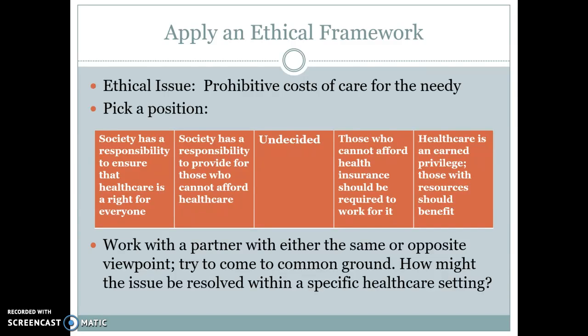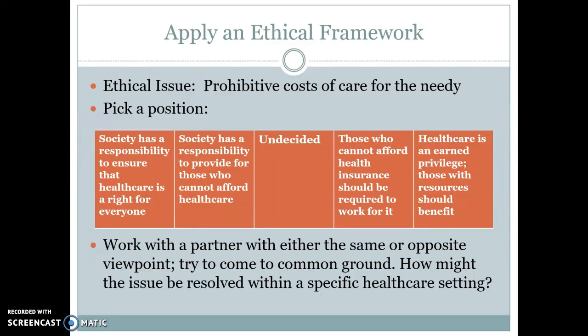So I gave an ethical issue of prohibitive costs of care for the needy and asked you to pick a position. So we have that society has a responsibility to ensure that healthcare is a right for everyone. Society has a responsibility to provide for those who can't afford healthcare. Not really sure how I feel about this. Those who can't afford health insurance should be required to work for it, and healthcare is an earned privilege. Those with resources should benefit.